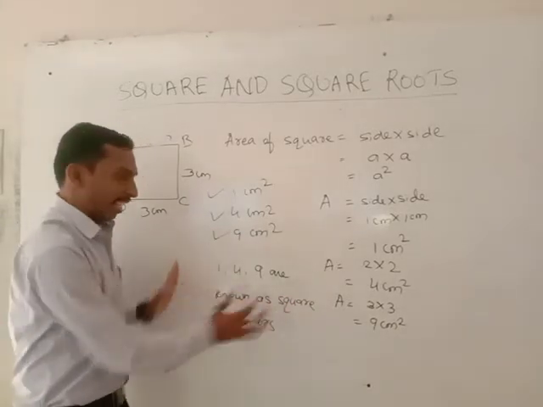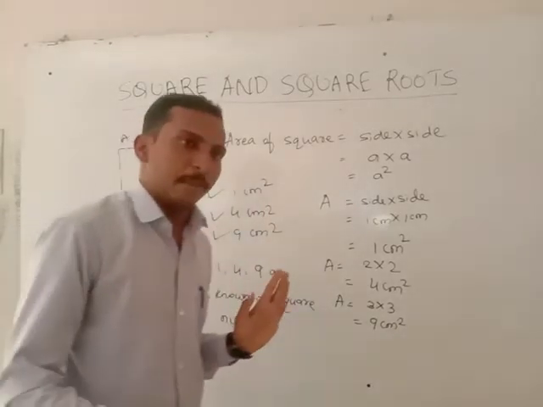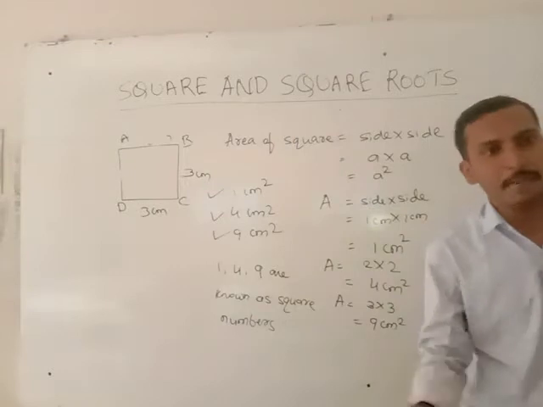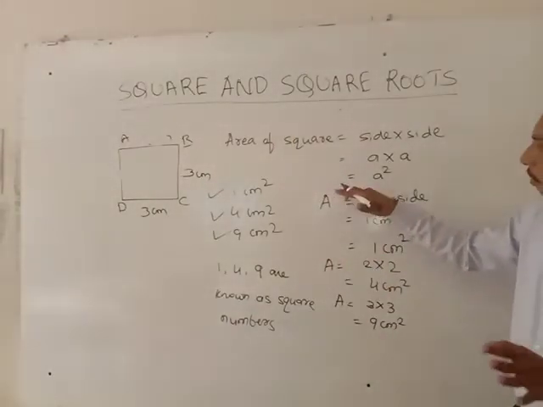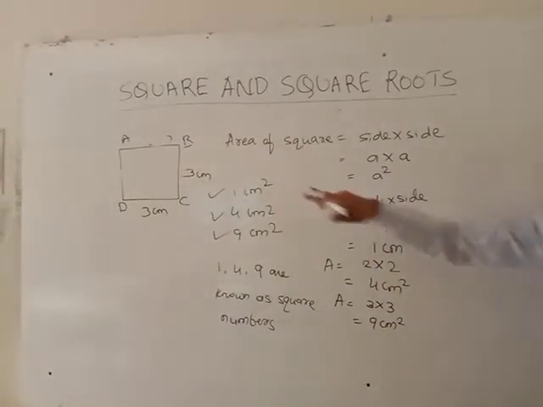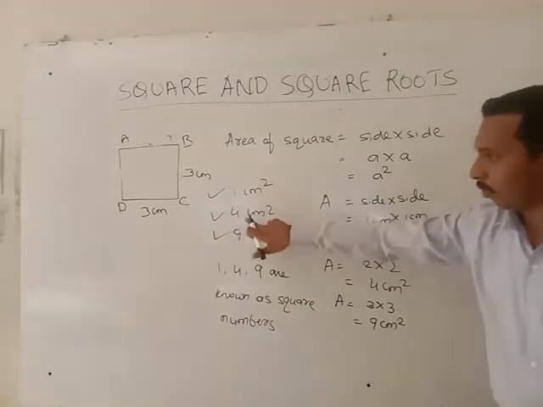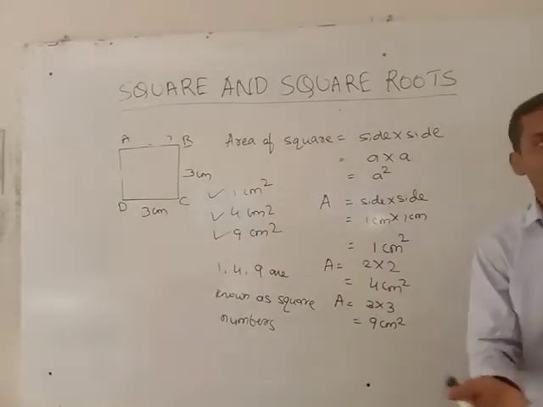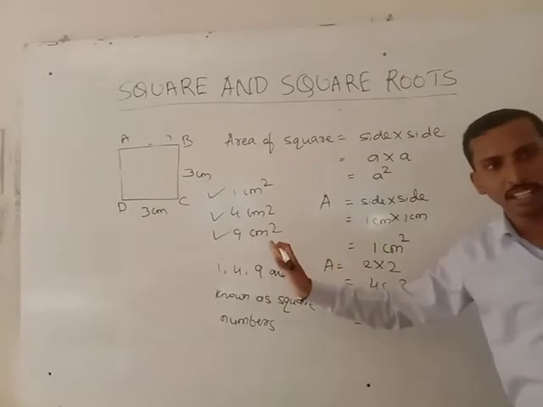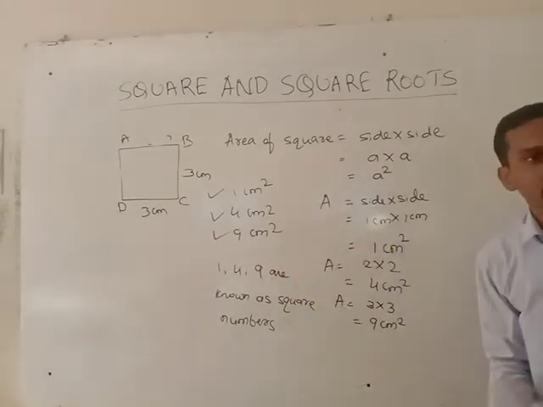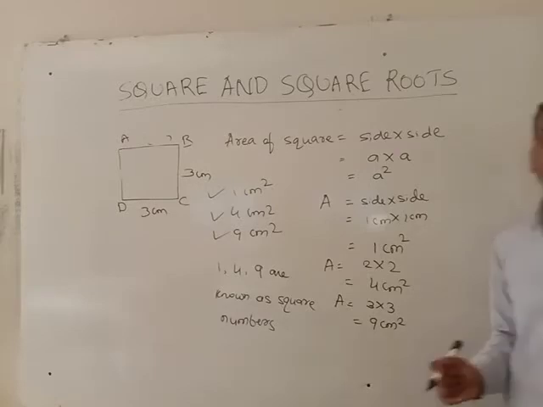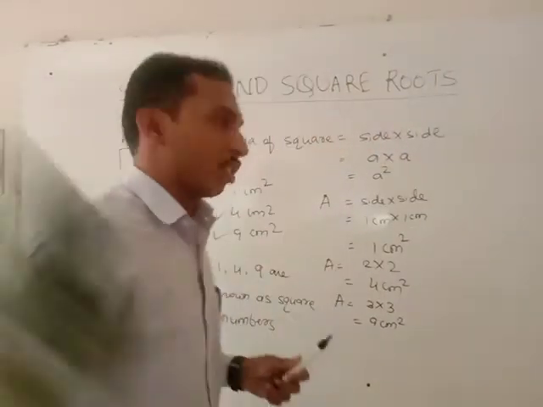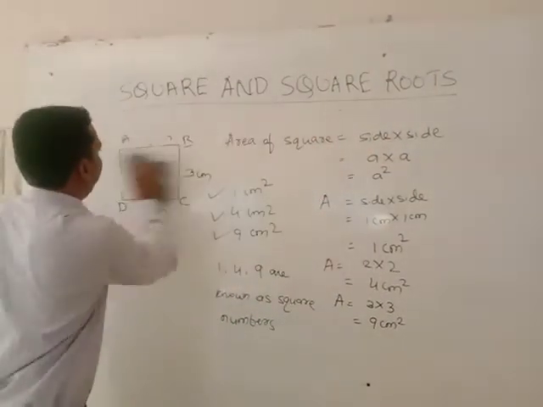Then by this, can you tell me what are square numbers? While finding the area of the square, you got 1, 4, 9. So I am telling you now, these are square numbers. Then according to this, can you tell me what are square numbers? Okay, I will tell you what are square numbers. Can I write this?